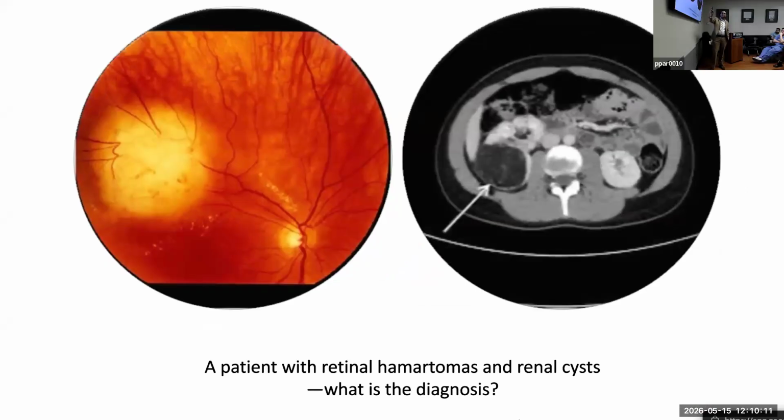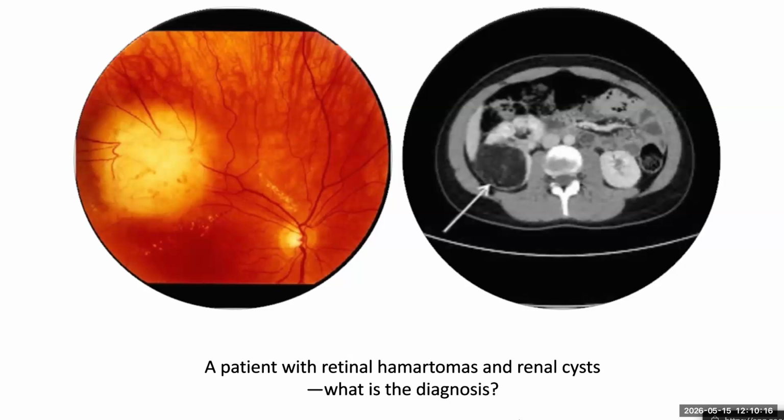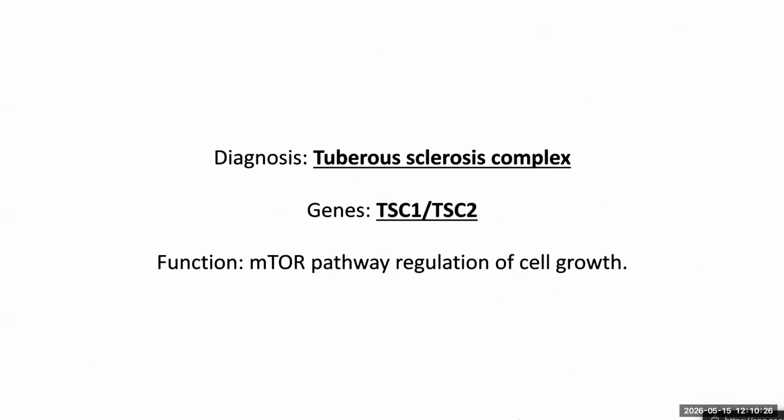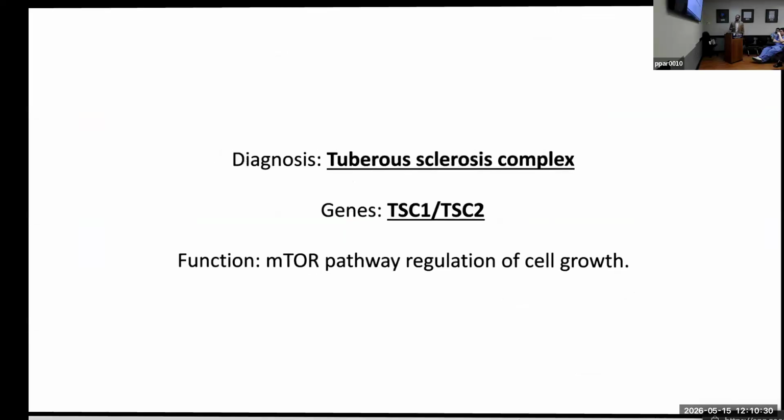So here we are seeing the retinal hemangioma. It's kind of abnormal vascular structure that we are seeing, and this is the CAT scan with some abnormal cysts. Any association? Yeah. This is TSC1, TSC2, mTOR pathway regulation of cell growth.